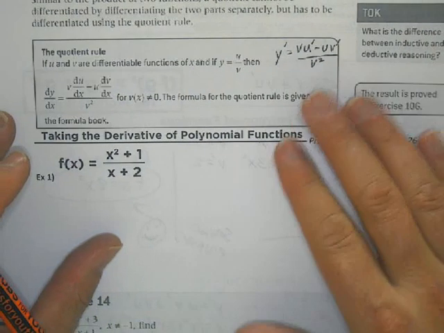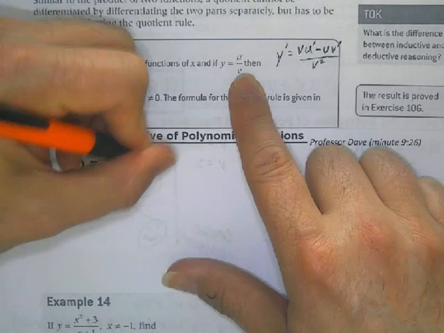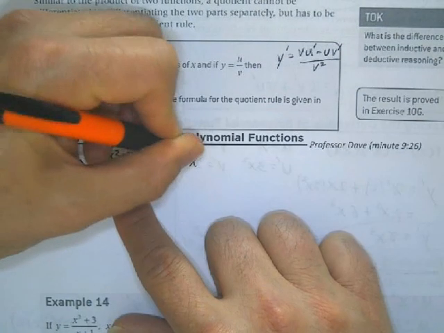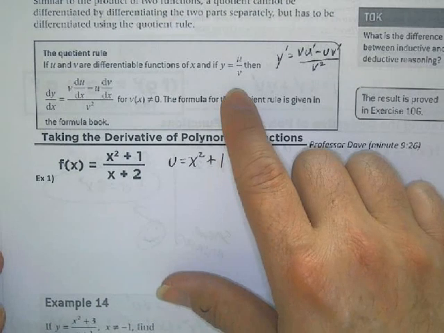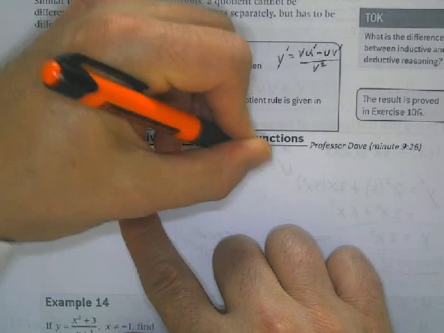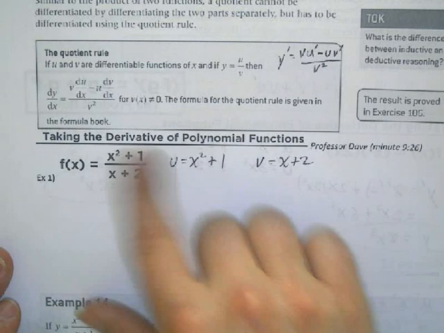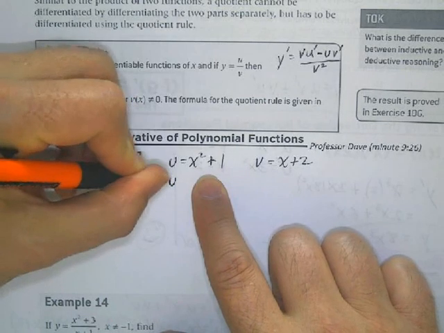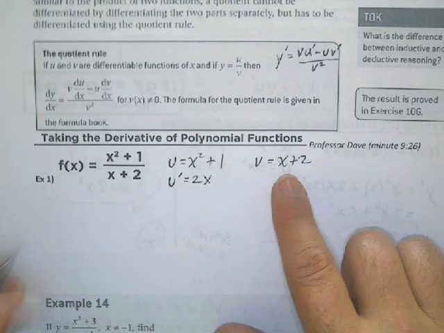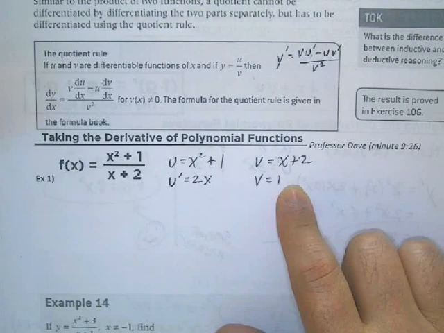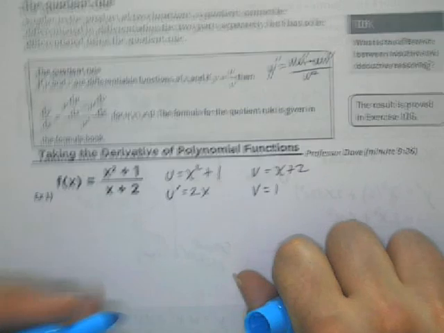So what I mean is, like here, I'm going to say u is the thing on the top, right? So u is equal to x squared plus 1. V is the thing in the denominator. V is equal to x plus 2. So now the derivative of u, I'm going to say, is equal to 2x. The derivative of v is equal to 1.